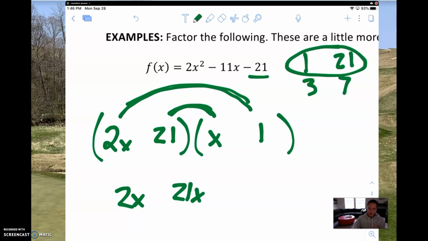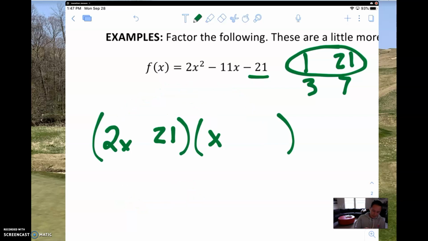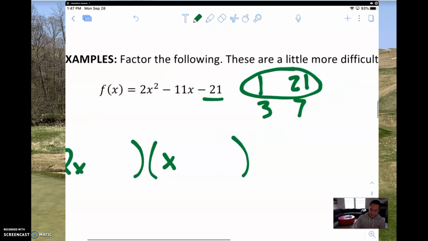Now, could a 2x and 21x ever make an 11x by adding or subtracting? You're shaking your head no at me again. You're kind of frustrated, aren't you? This isn't working out very well. So what we just found out is it's not going to be 1 and 21. So that combination, sorry, it's not that one.